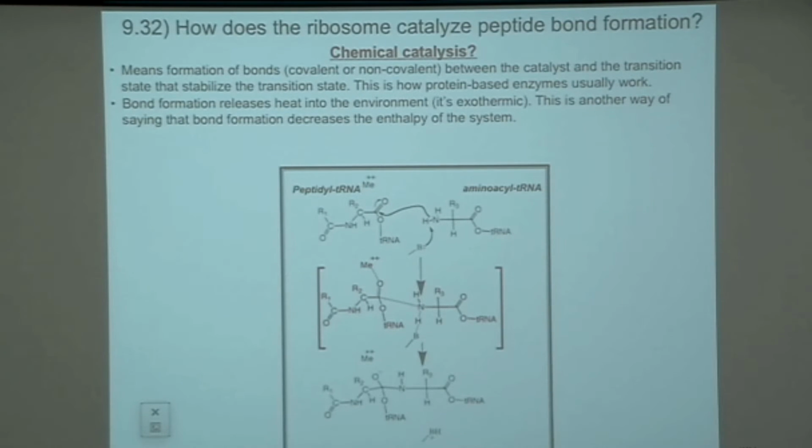Here is a look at what's happening during peptide bond formation. We've already looked at it before. We have an aminoacyl tRNA and a peptidyl tRNA, and we form a tetrahedral intermediate. And here's the transition state on the way to the tetrahedral intermediate. If we're going to think about chemical catalysis, we need to think about how we can form bonds to this transition state that would lower the enthalpy of that transition state relative to the ground state.